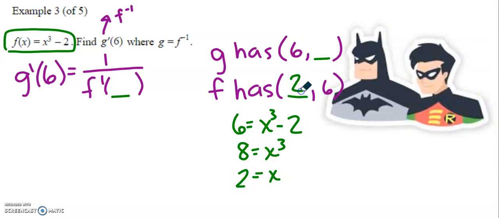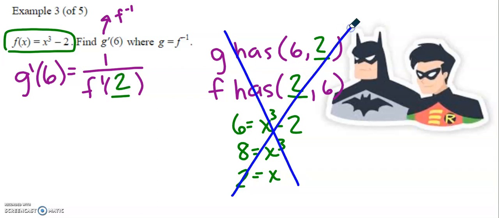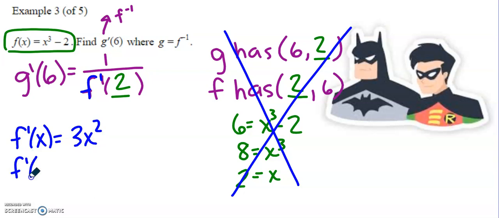Here's the fun part, 2, 2, 2. And my buddy has served its purpose. Now I have to focus on the task at hand. G prime of 6 is equal to 1 over f prime of 2. So I need to find f prime of 2. Well, f prime of x is equal to 3x squared, which means that f prime of 2 is equal to 12.